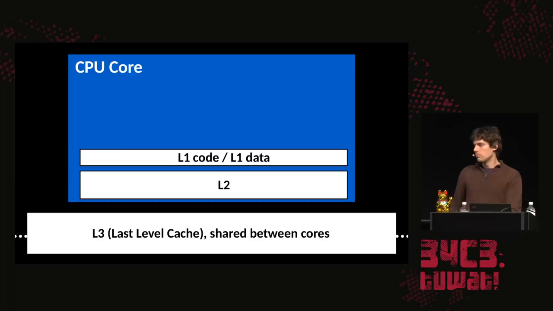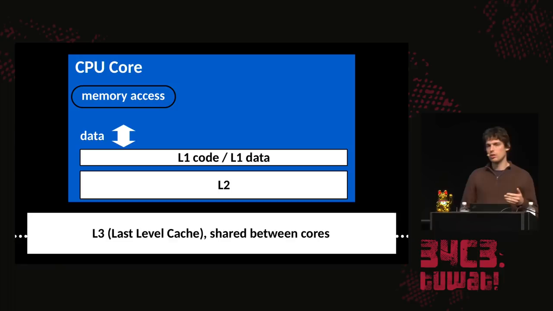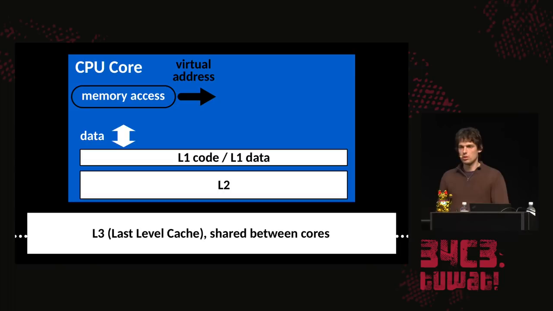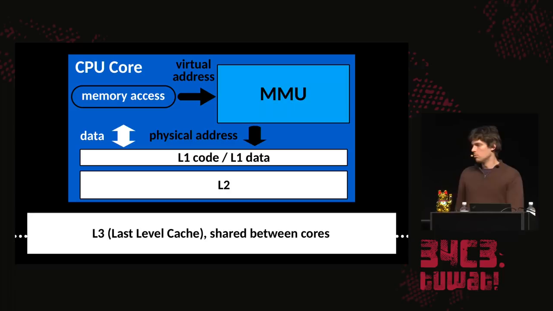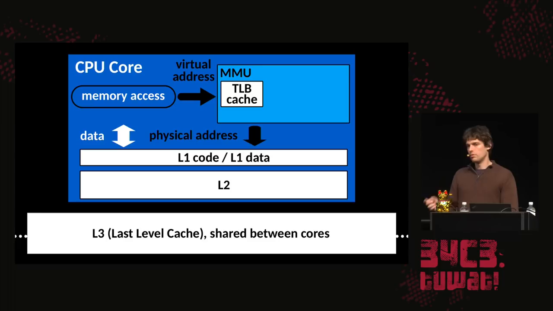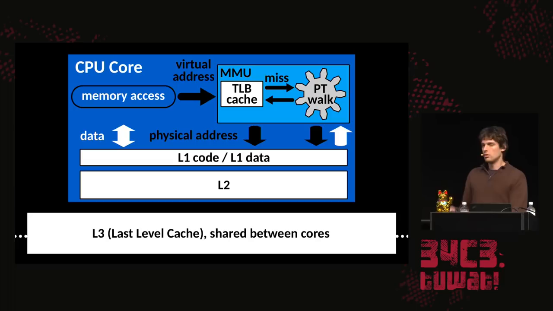Other things are also abstracted away. For example, if your program does a memory access, the data is written to the cache, but where is it written? Your program gives off a virtual address to the CPU, and the CPU needs to translate that to a physical address, which is done by a component called the memory management unit. The memory management unit has a small cache of mappings from virtual memory to physical memory. But if an address is not in the cache, it has to do a page table walk.